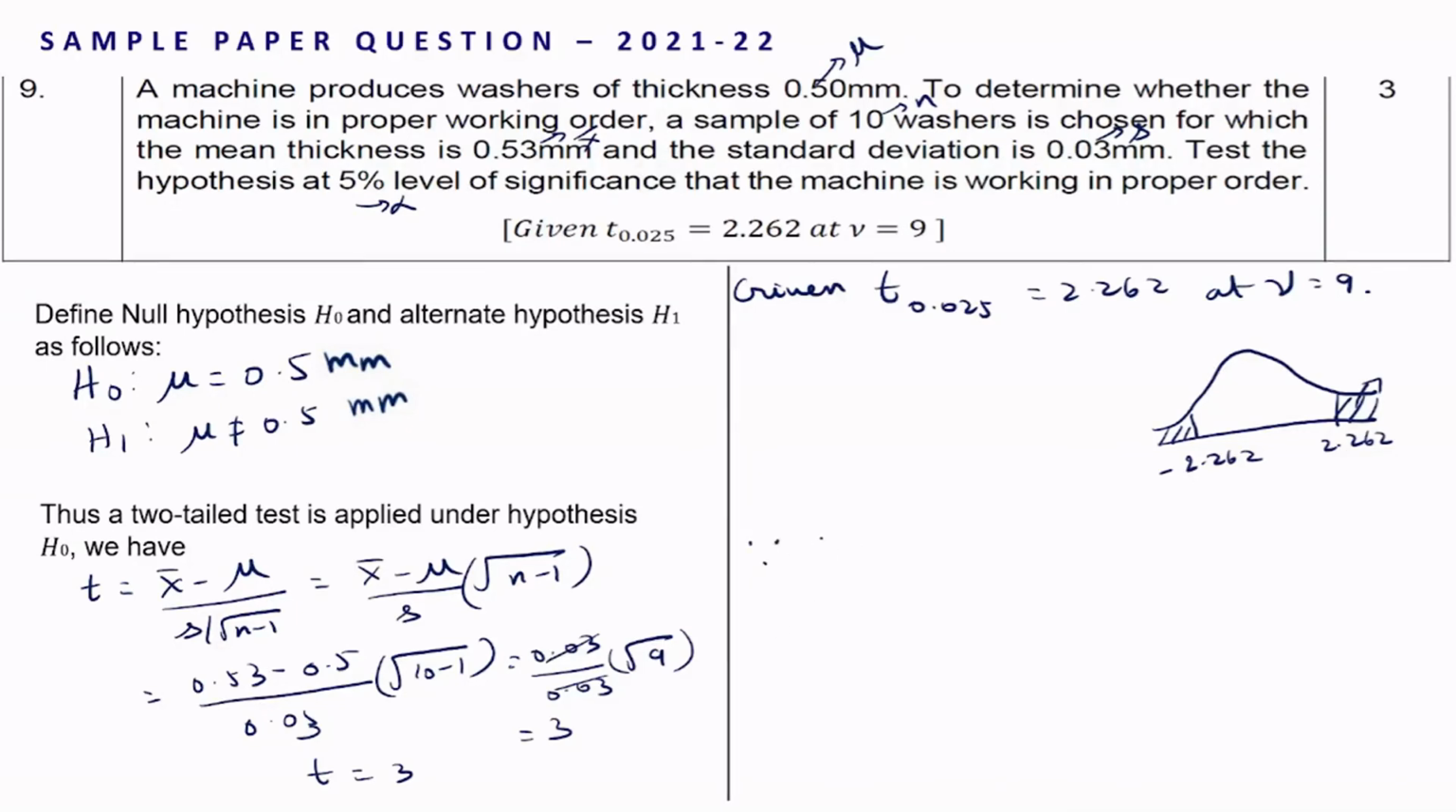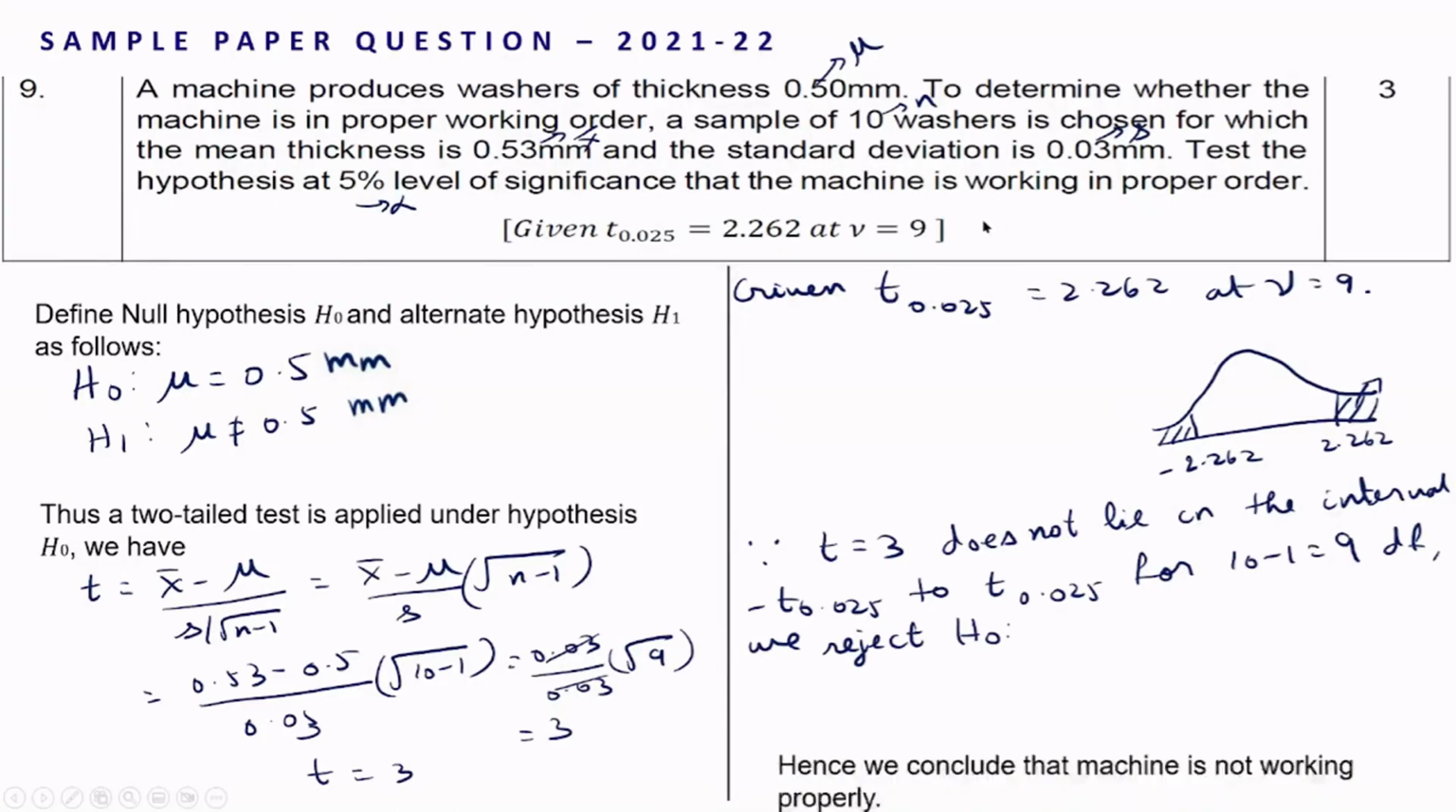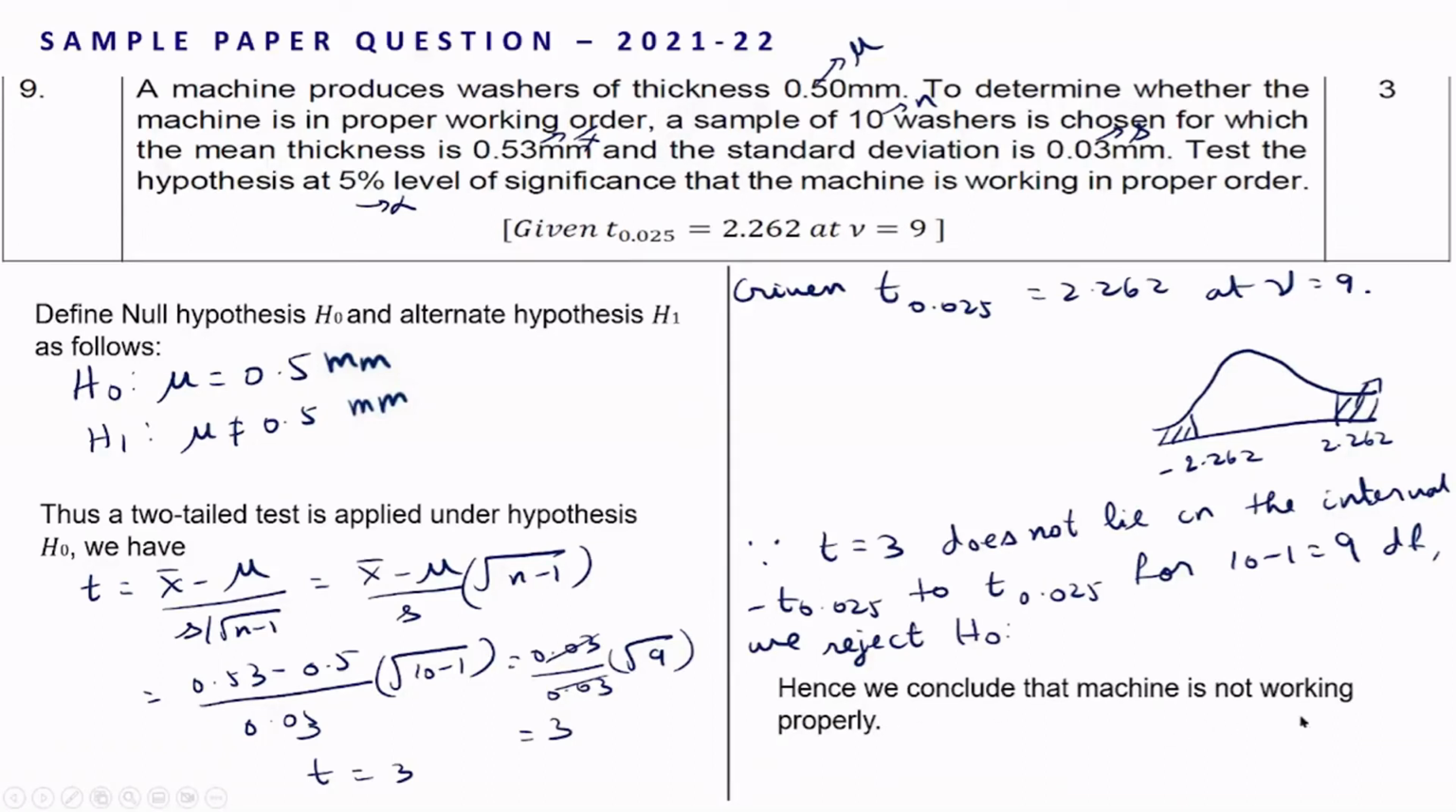So again we have to write, since t equal to 3 does not lie in the interval negative t 0.025 to positive t 0.025 for 10 minus 1 equal to 9 degrees of freedom, we reject H naught. So if we reject H naught, we conclude that the machine does not produce washers of thickness 0.5 millimeter. As a result, the machine is not working in proper order. Hence, we conclude that the machine is not working properly. So, this is the conclusion.